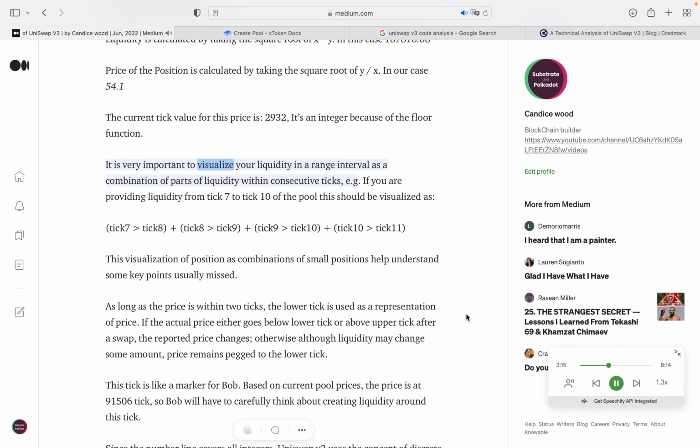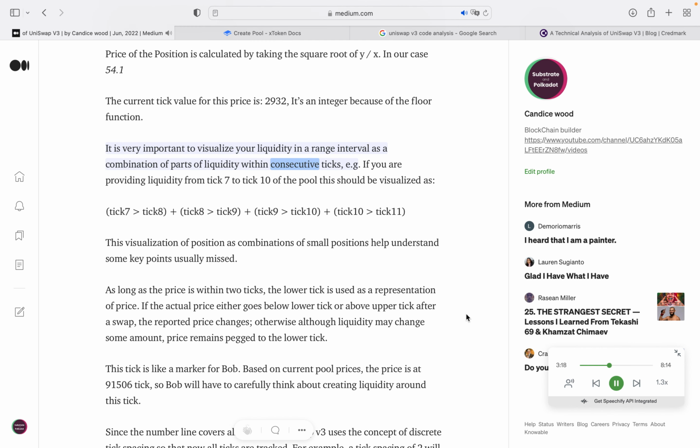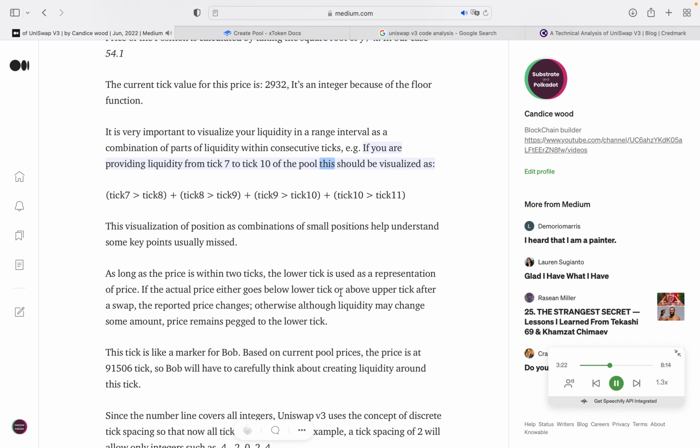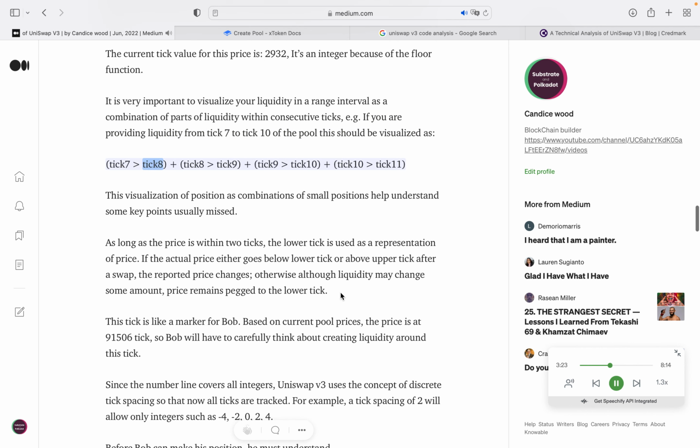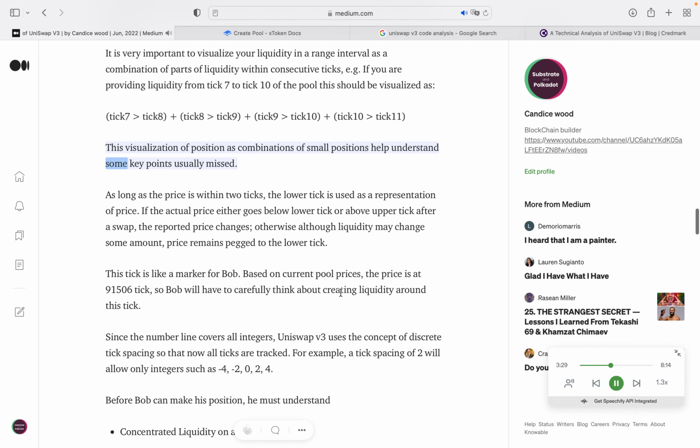It is very important to visualize your liquidity in a range interval as a combination of parts of liquidity within consecutive ticks. For example, if you are providing liquidity from tick 7 to tick 10 of the pool, this should be visualized as tick 7 to tick 8, plus tick 8 to tick 9, plus tick 9 to tick 10, plus tick 10 to tick 11. This visualization of a position as a combination of small positions helps understand some key points usually missed.